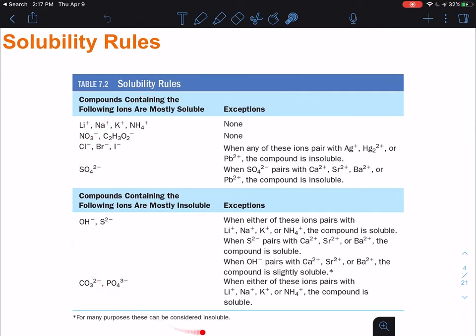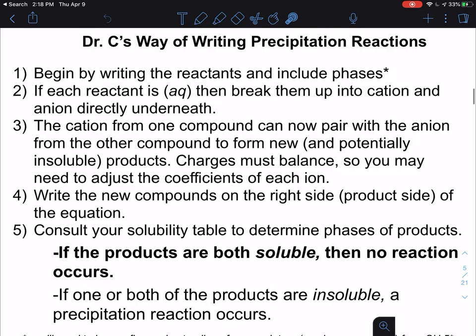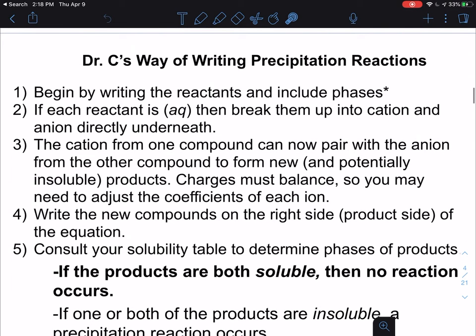Again, this is the solubility chart right here, and we will look at this a lot throughout this lecture. Okay, that flipped around. Because this is pretty important, the way that I like to write precipitation reactions is a little bit different than how the book describes it. It's essentially the same thing, just a different method, so go with which one you like best. I think in these slides I have both, so you can look at both.